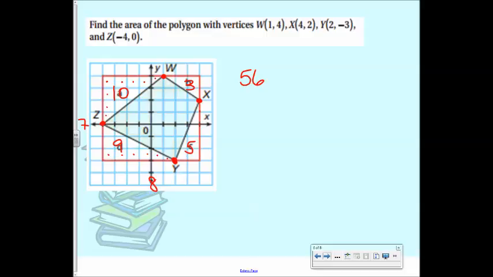All right, so 9 plus 10 is? 19 plus 3 is? 22 plus 5 is? 27. So 56 minus 27. 29? Okay.